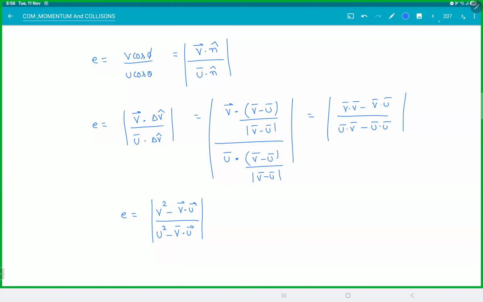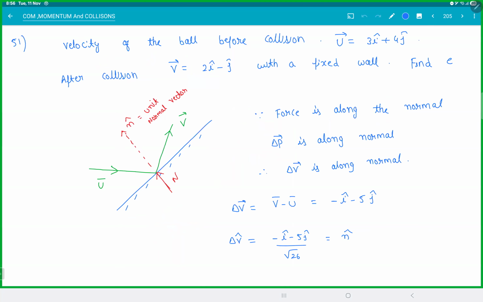Again, what did we do? This is the first thing you need to understand. The velocity will change along the normal. That means delta v bar must be parallel to the normal vector. I know initial velocity, I know final velocity. From there, I can find the change in velocity. The unit vector of change in velocity must be the unit vector along the normal, because when two vectors are parallel, the unit vectors will be the same.